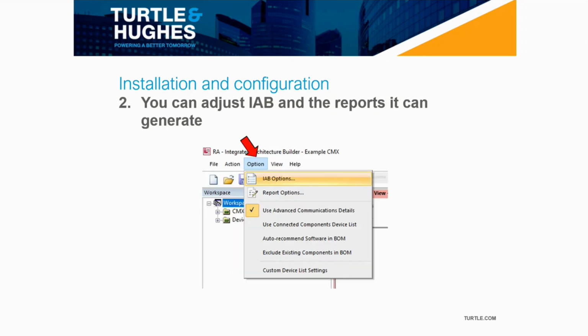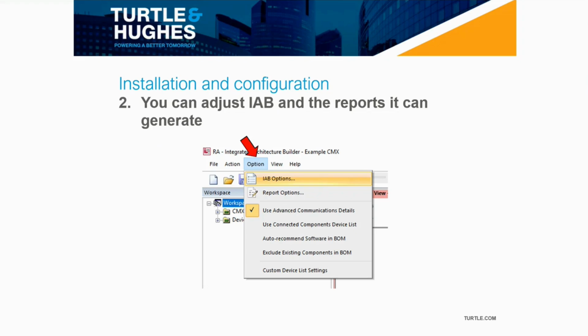All right. Once you've got it installed, there are a few things you probably want to take a look at before you jump right into the project. Right up on top, you're going to see an options section. This includes IAB options and the report options, as well as some other things as far as how you want your presentations and your data to be displayed. I would recommend going into those options and getting familiar with them.